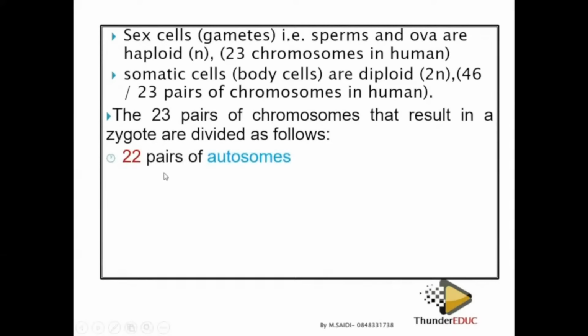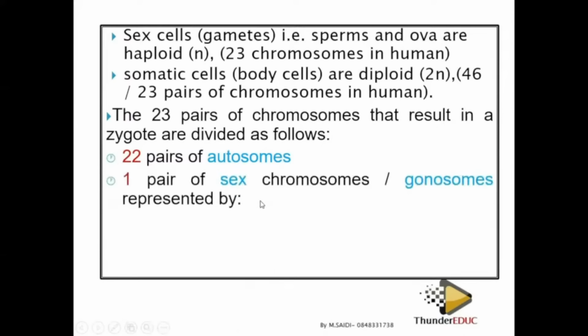Then the 23 pairs of chromosomes that result in the zygote are divided as follows. 22 pairs, from pair number 1 to pair number 22, we call autosomes. It means we have 44 of them. One pair of sex chromosomes, the 23rd pair, we call sex chromosomes, or scientifically gonosomes.